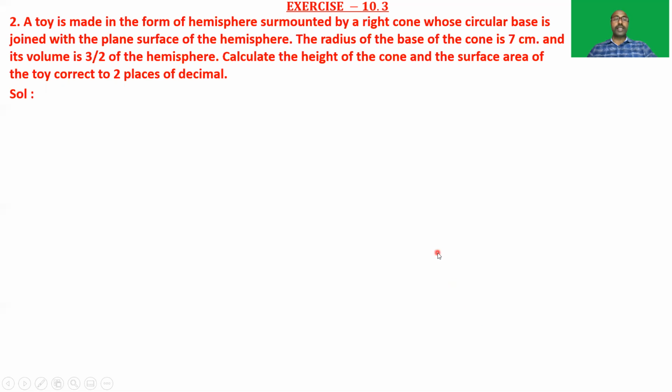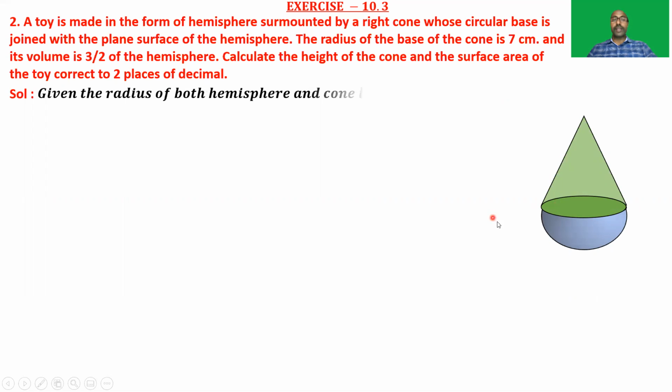So here the toy is in the form of a cone surmounted by a hemisphere. Now it is given that the radius of both hemisphere and cone is 7 centimeter. The radius of the base of the cone is 7 centimeter, so the base radius of the hemisphere is also 7 centimeter as they are attached together.